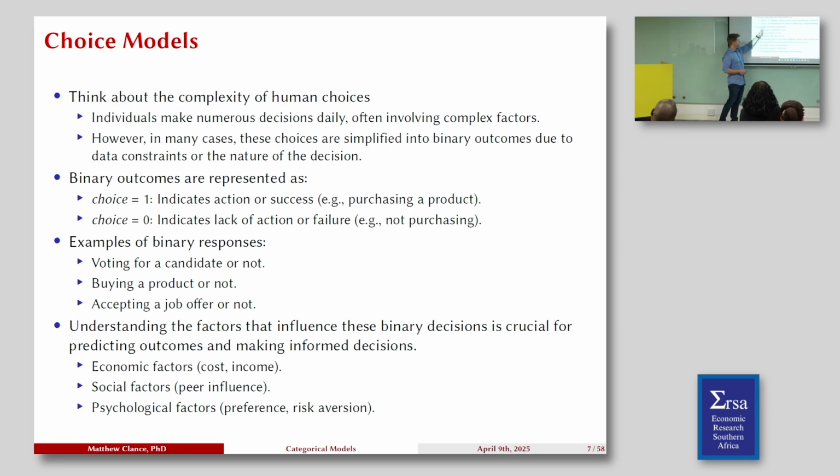Okay, so we're going to be having 2 types of outcomes. Choice equal to 1 indicates action or success. Just to keep that as simple as possible. I know that usually sometimes it's not about action or success, it's about whether you have something or not. But this is generally how we started out. And then we have 0 indicates the lack of action or failure. Okay? So in terms of the binary, we can think voting for a candidate or not, buying a product or not, accepting a job offer or not.